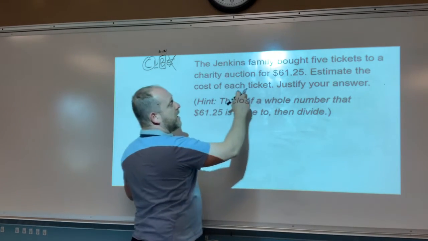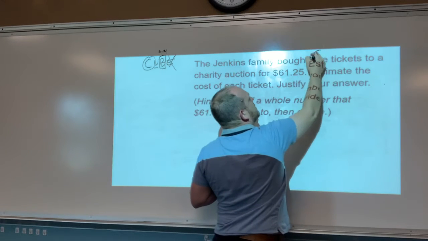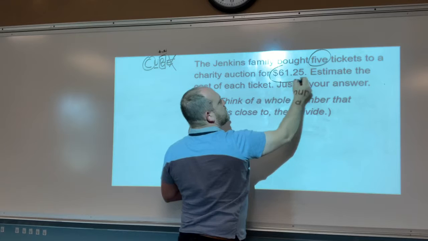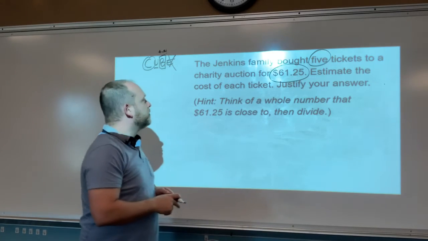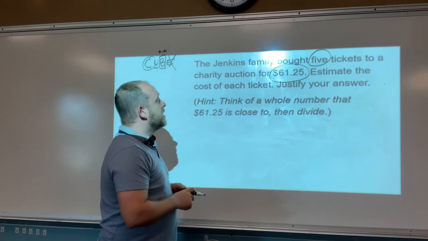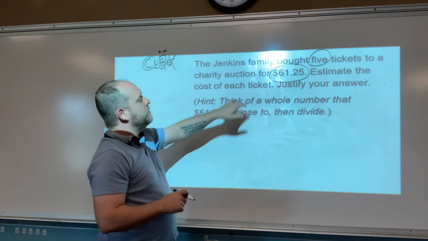So the Jenkins family bought 5 tickets, to a charity auction for $61.25. There's our second number. Estimate the cost of each ticket. Justify your answer. Now, so here are our 2 numbers.